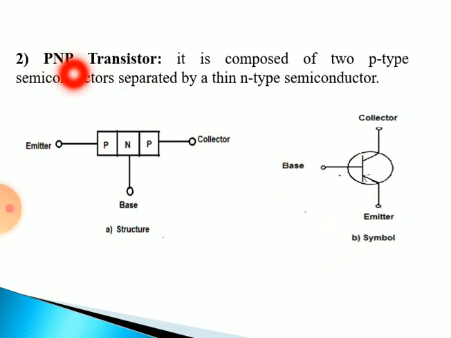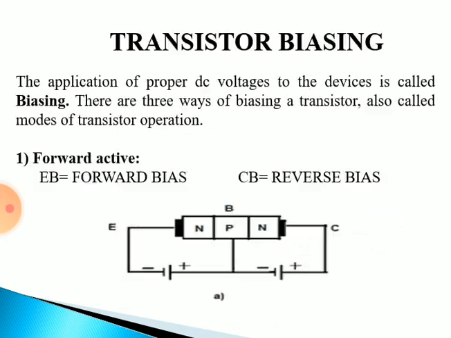Coming to the PNP transistor, it is a transistor where one n-type is sandwiched between two p-type semiconductors. You can see the structure over here: P is connected to the emitter, N is connected to the base, and P is connected to the collector. The symbol remains the same, but the direction of flow changes, because now the emitter is p-type, the base is n-type, and the collector is p-type. I said that current always flows from positive to negative, so here the current flows from emitter to base. So these were the two types of transistors.